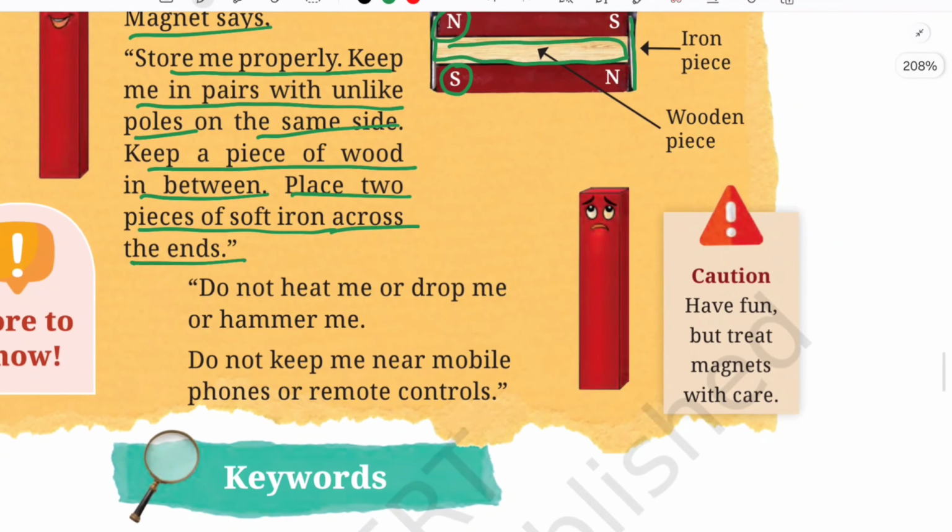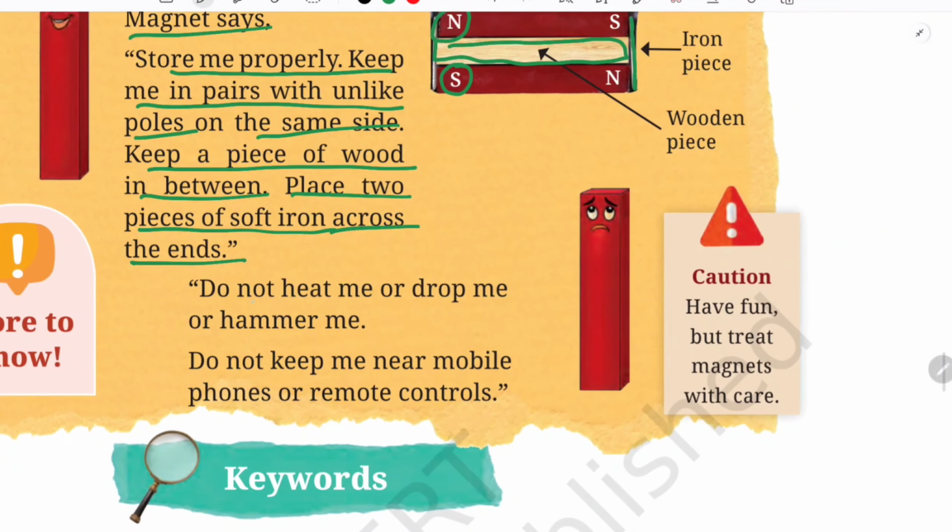Okay, you cannot just throw magnets here and there. Why? Magnet says, do not hit me or drop me or hammer me. You should never hit a magnet, or drop a magnet, or hammer it. Why? Because its magnetic effect will be slow. Okay, your magnetic effect will not be strong, it will be slow. And here, do not keep me near mobile phones or remote control. You should never keep magnets near your mobile phones or remote controls.